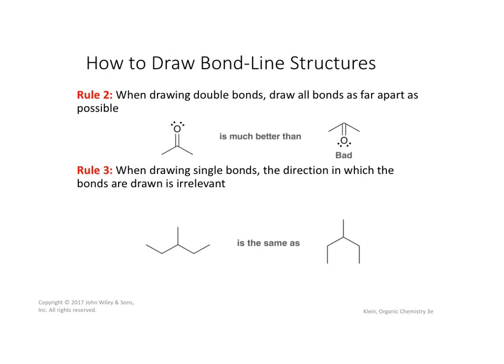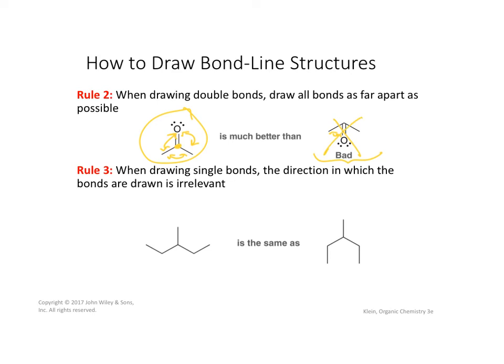Rule number 2, when drawing double bonds, draw them as far apart as possible. So this is much nicer than this. Remember that this carbon is sp2 hybridized, so the bond angles should be 120 degrees, but this drawing does not accurately show that, so this one is not right.